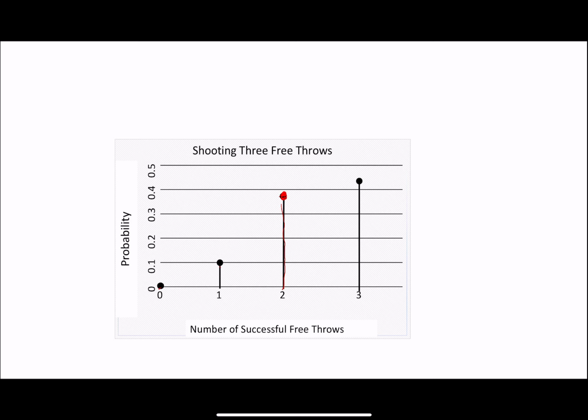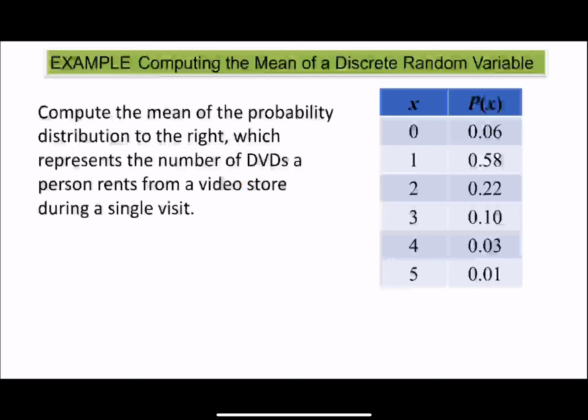Next, we're going to talk about the mean of the discrete random variable. So we're going to compute the mean of the probability distribution for the random variable x, which represents the number of DVDs a person rents from a video store during a single visit.